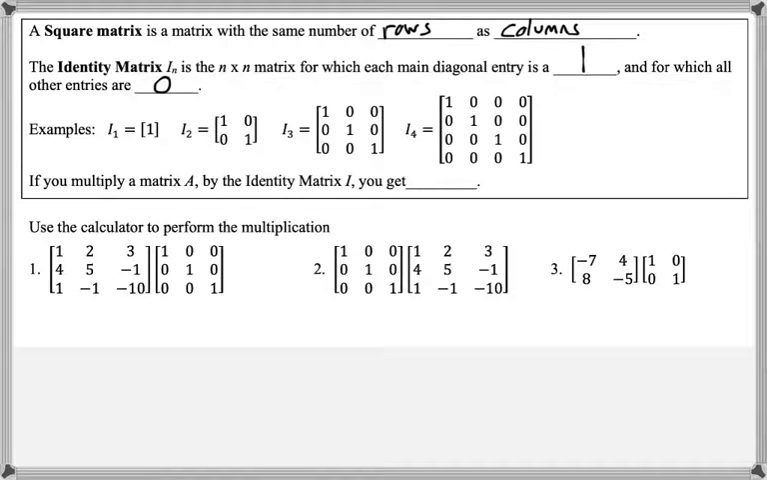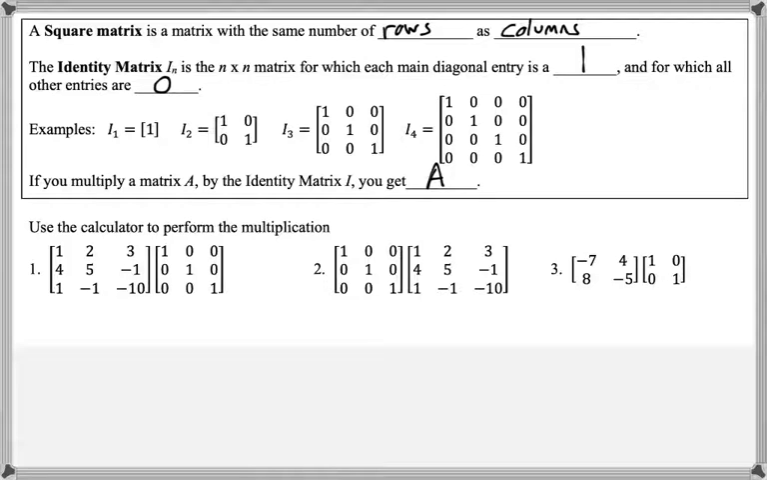So I1 would look like this, I2 would be this, and then I3 and I4 look like this. So there's this diagonal of 1s, and every other entry is 0. And if you multiply a matrix A by the identity matrix, then you just get matrix A back.